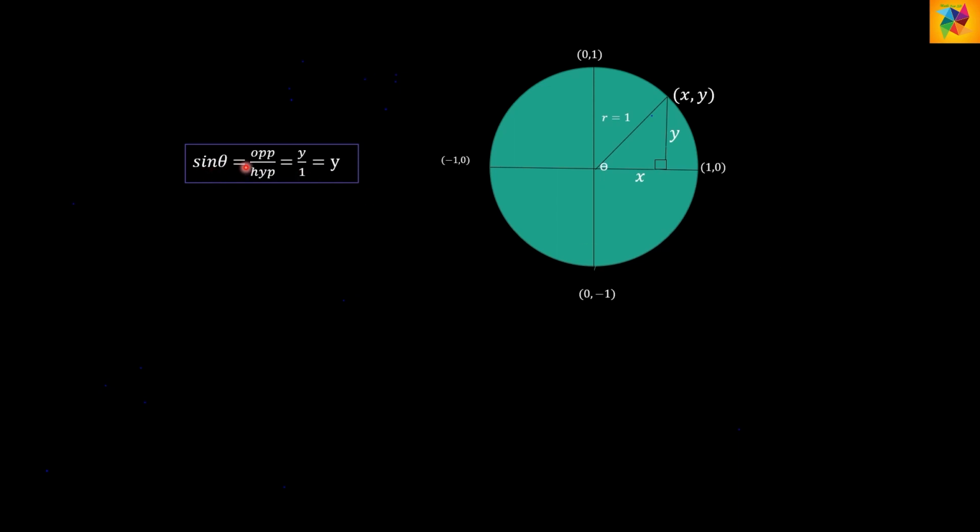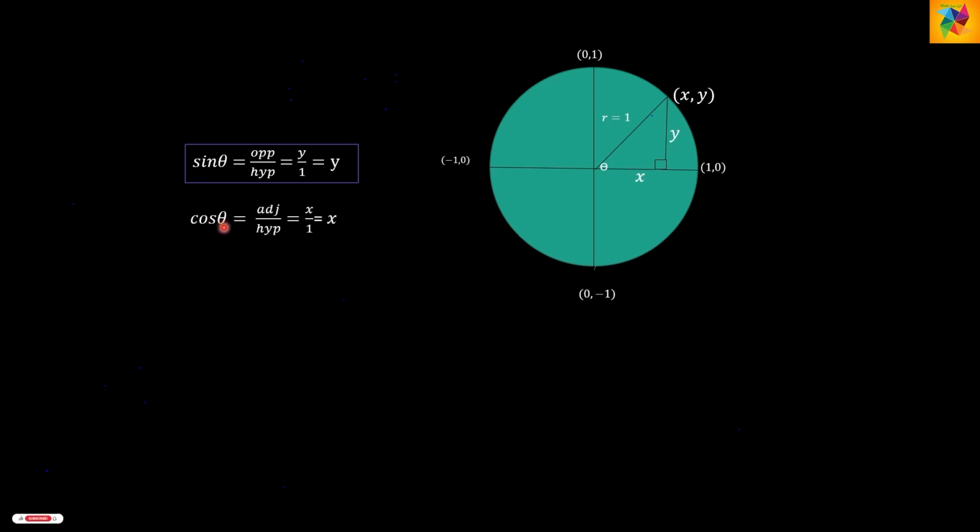We're going to say sine is opposite over hypotenuse, so opposite is y and hypotenuse is 1. So you got y over 1. And this is really cool because the sine of the angle is really the y coordinate on the unit circle. Try the cosine right now. Okay, I guess you got it right.